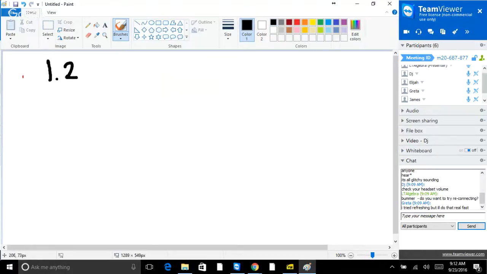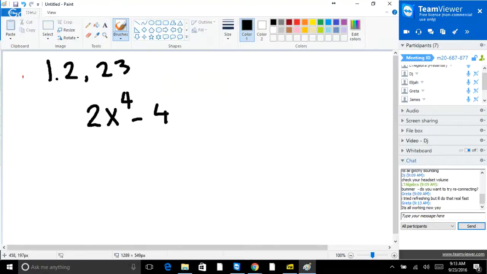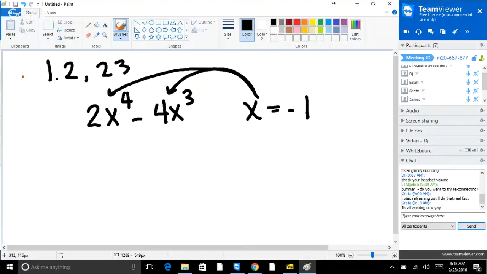Oh, there we go. 1.2, and this is number 23. So we have 2x to the 4th power minus 4x to the 3rd power, and we want to evaluate when x equals -1. Okay, so what we're going to do for this is plug it in. We know that we're just evaluating this expression, so we need to plug x in. And this is where how you plug in a negative number comes into play. That's really the key to this problem.